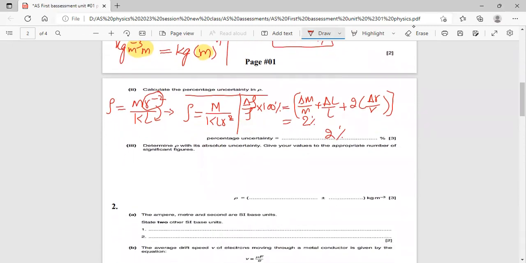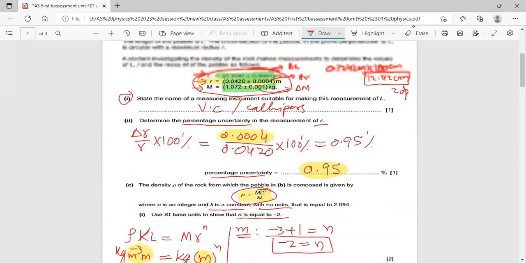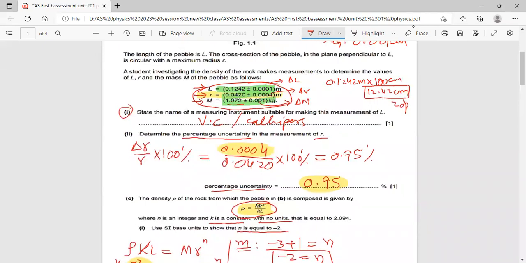Then you have to determine the density with its suitable uncertainty. First you have to find the density, which is m over K L R squared. You have all the values over there: m is 1.072, and this is R, this is L.